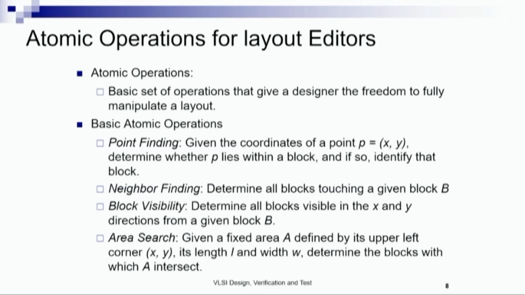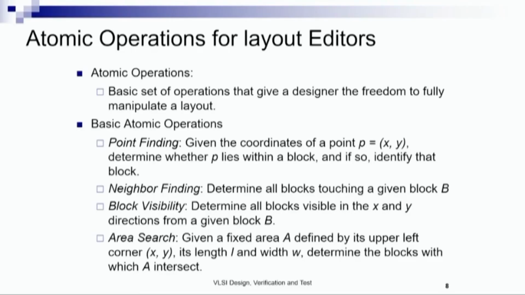Area search: given a fixed area A defined by its upper left corner, its length L and width W, determine the blocks with which A intersects. So we have a tile which has a fixed location on the floor of the chip, right? Its upper left corner is defined by the coordinates x comma y. We also know the length of the chip and the width of the chip. So now this operation will allow us to determine all blocks with which A intersects, with which A overlaps.